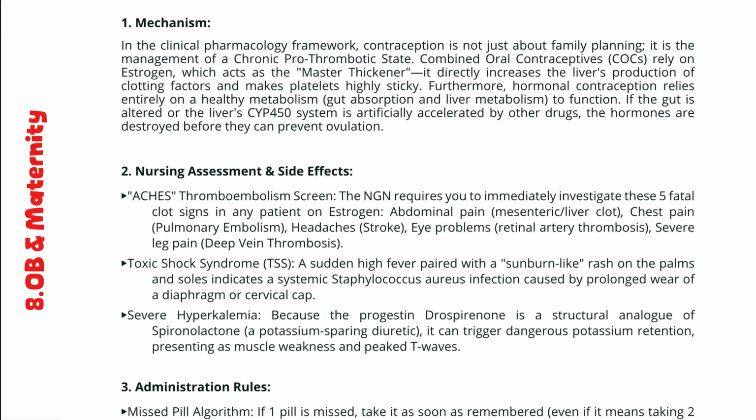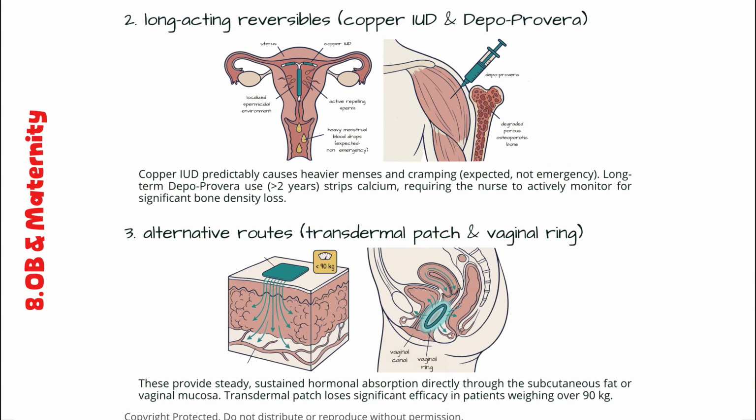Hormonal contraception also depends on a normal gut and liver to work. Enzyme inducers, rifampin, carbamazepine, St. John's wort, burn through the hormones too fast and cause silent contraceptive failure, so patients need a backup barrier method during use and for 7 days after. Gastric bypass patients have the same problem from the opposite direction, malabsorption, so they need a non-oral route: patch, ring, or IUD. Missed pill rules are testable and specific.